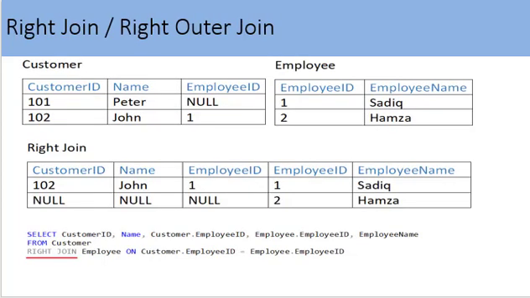Another type of join is right outer join or right join. It gets related records from two tables. In addition, it gets non-related records from right table.